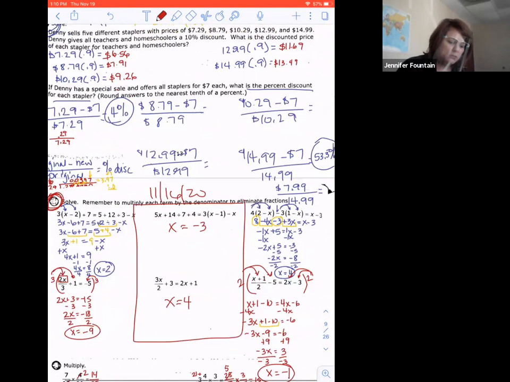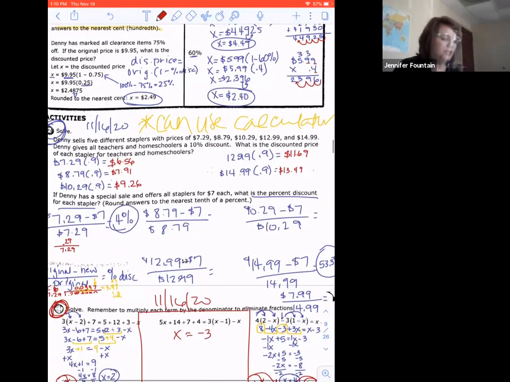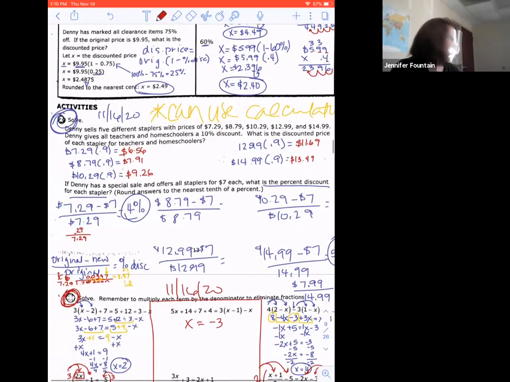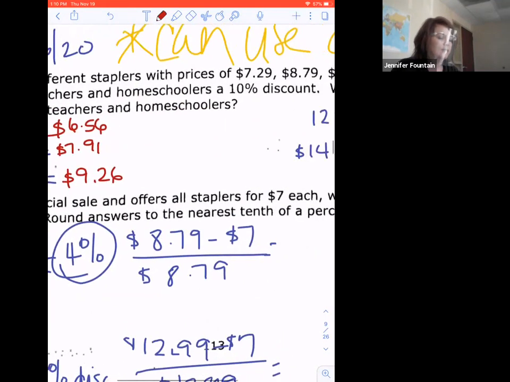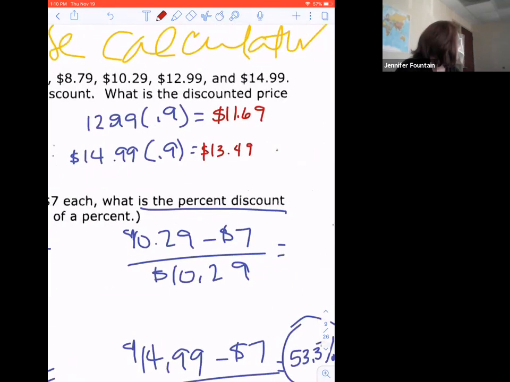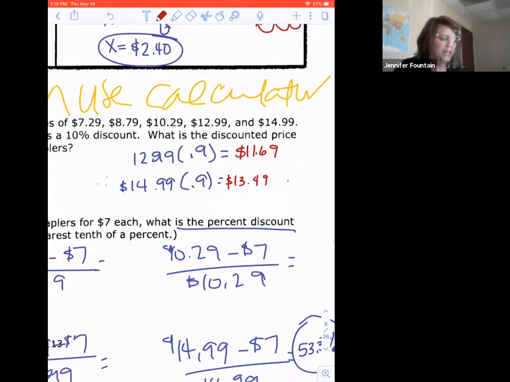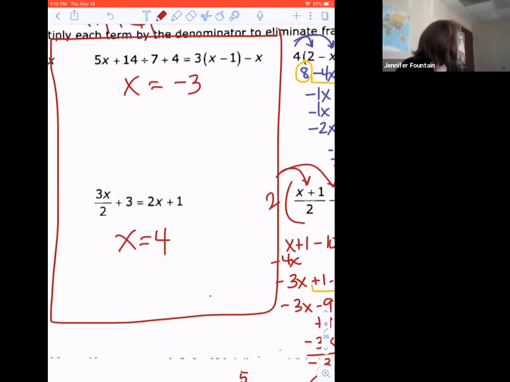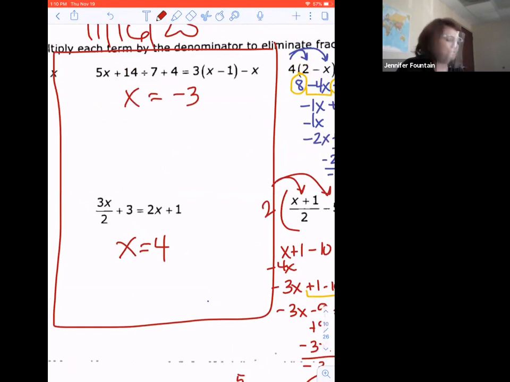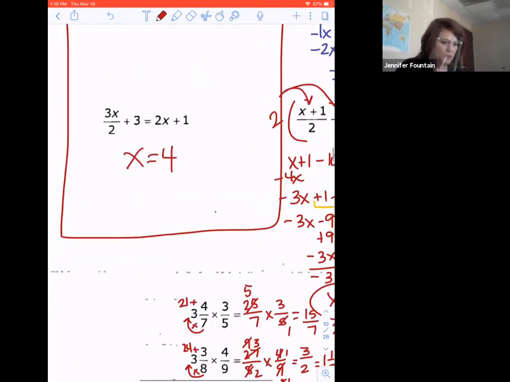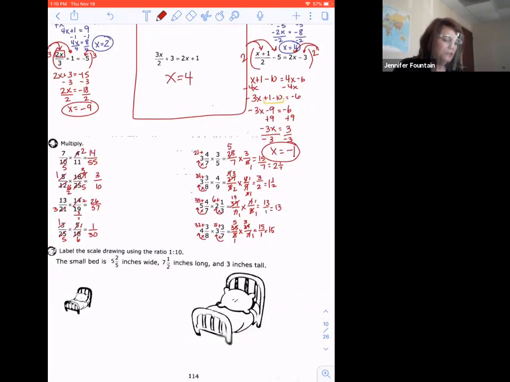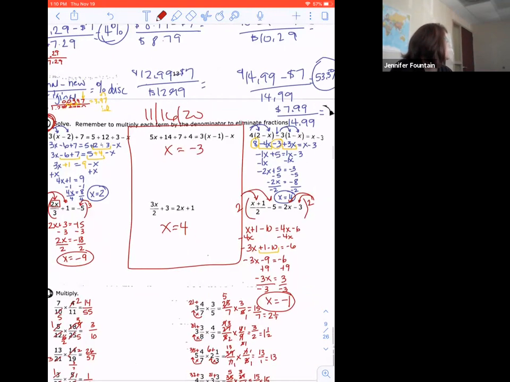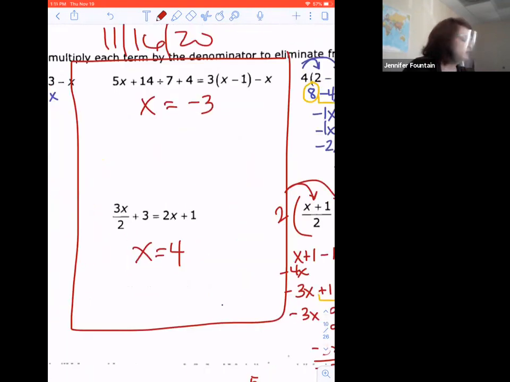Activities 2, so we had the staplers, 656, 791, 926, 1169, and 1349. And then the next page, the middle 2, this is on page 114. X is equal to -3 and X is equal to 4 on those middle ones.